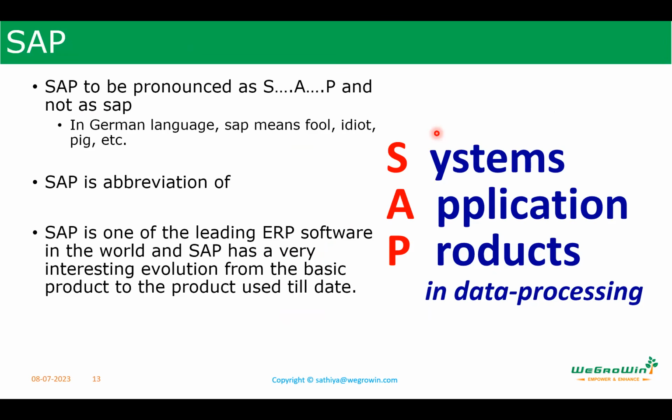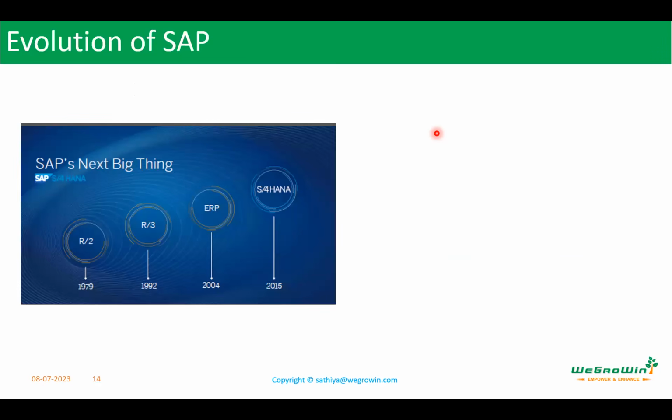And SAP is one of the leading ERP software in the world, and SAP has a very interesting evolution from a basic product to the product which is used till date. SAP is undergoing continuous evolution, taking the clues coming from the organizations. Like, they started with SAP R/2 in 1979. Then it became R/3 in 1992. It became ERP in 2004.